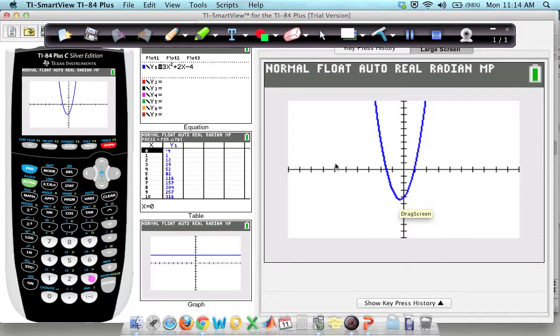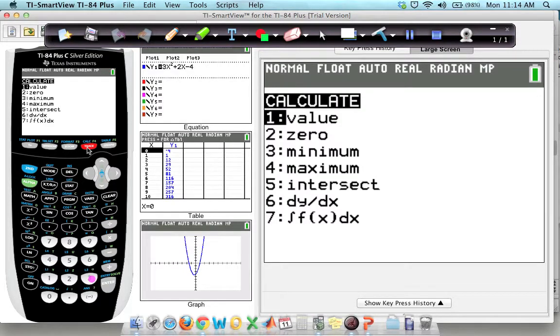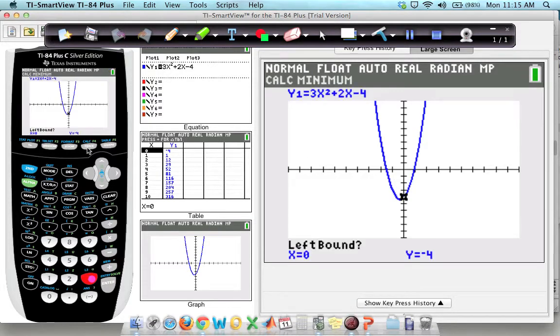So to find that, remember these directions are on that PowerPoint. You hit second calc, and when you're finding this vertex, it's the lowest point. It's actually your minimum. So you're going to hit 3 for minimum. And it's going to ask you left bound. So you need to go just to the left, anywhere to the left of your vertex, it doesn't matter. Hit enter. And now it's going to ask you for the right bound. So go somewhere to the right of your vertex. Don't cross this y-axis. Just go somewhere to the right and hit enter.